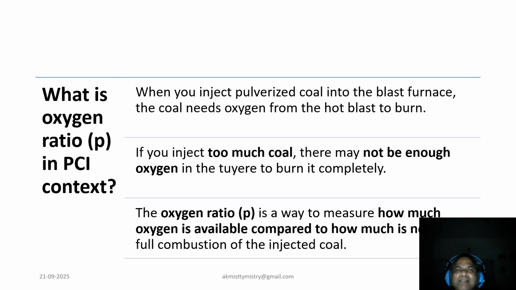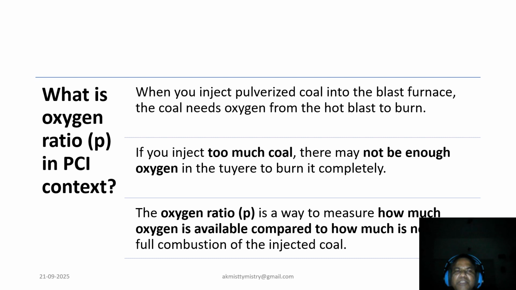So, what exactly is the oxygen ratio? In simple terms, when we inject pulverized coal into the blast furnace, that coal requires oxygen from the hot blast to combust. Think of it like any fire, it needs fuel and oxygen. If you push in too much coal without enough oxygen, it simply will not burn properly.